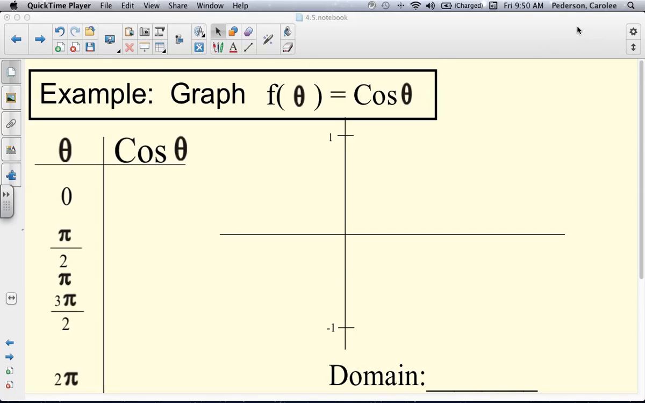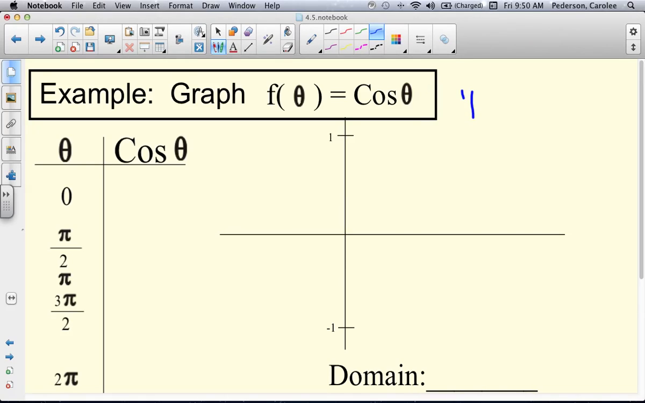This is 4.5 of part 2. We're going on to graph the cosine function and its parent function. So we're going to focus on the same domain as the sine function to find those ordered pairs. So we're going to split up into 4 equal parts. So we're going to start with 0 again.